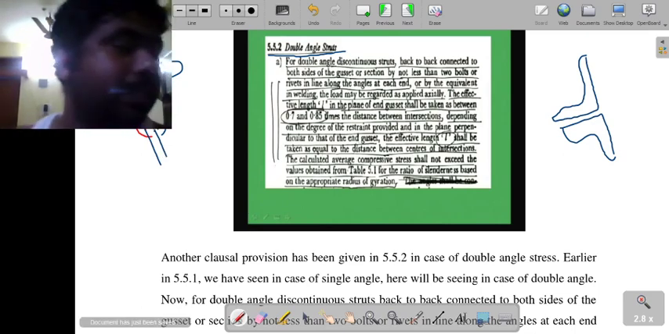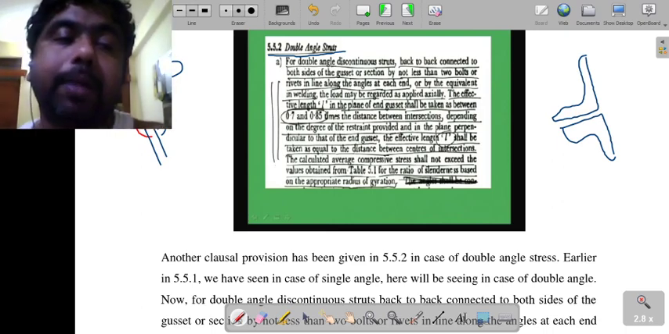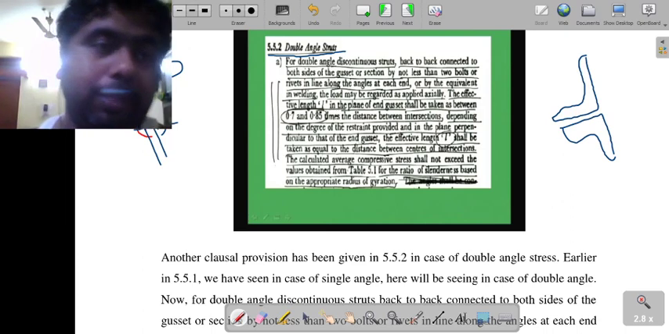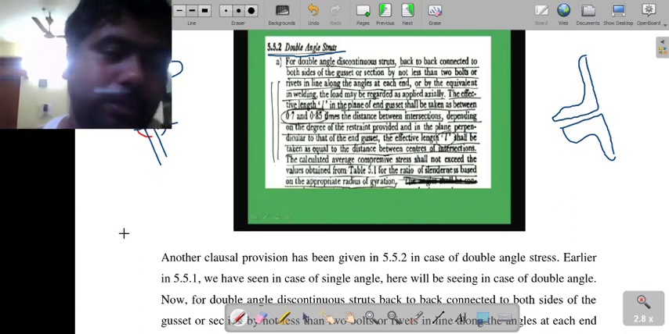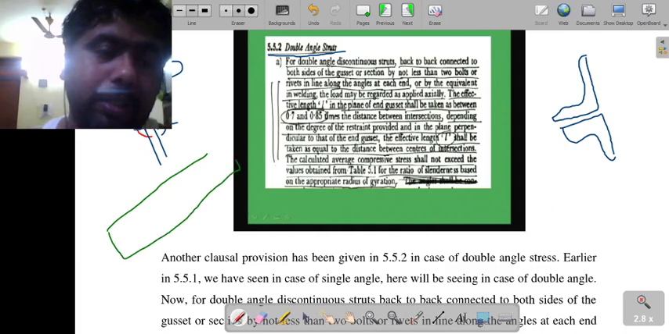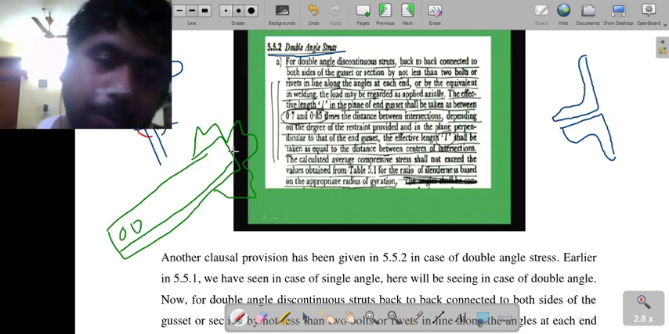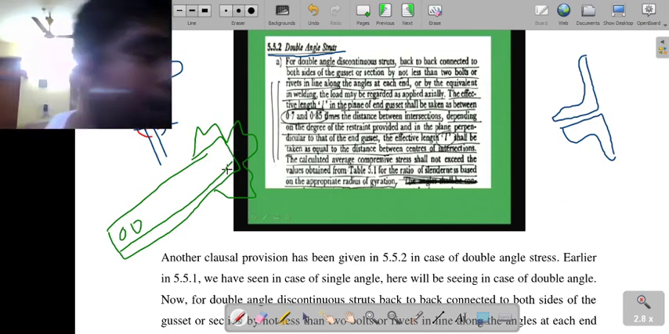In such cases, it will be assumed that it is connected by at least 2 bolts or 2 rivets, or maybe by the weld. If you see the longitudinal section, it will be in this manner. So here at least 2 rivets or 2 bolts or maybe weld. What about the type? If you are doing welding, then both side welding. If you are doing riveting, both side riveting. If you are doing bolted connection, then both side bolted connections will be there.